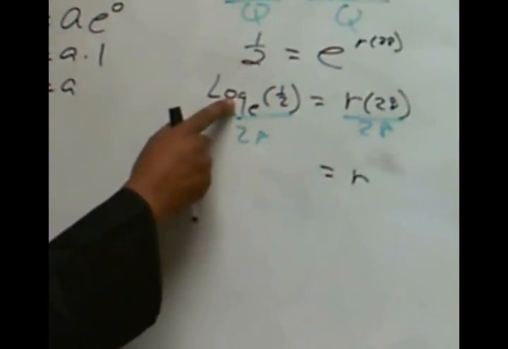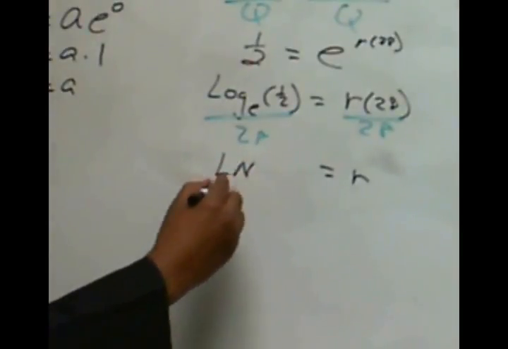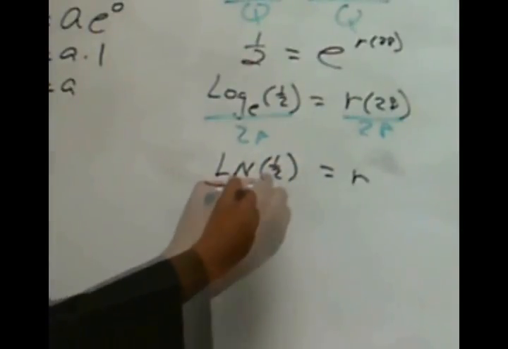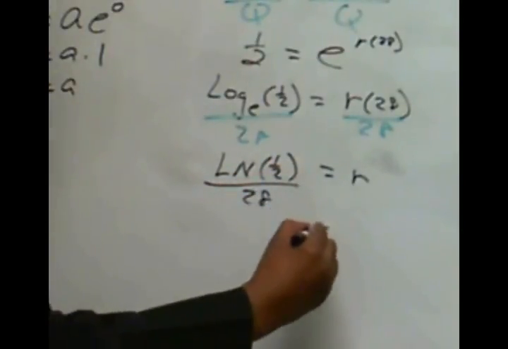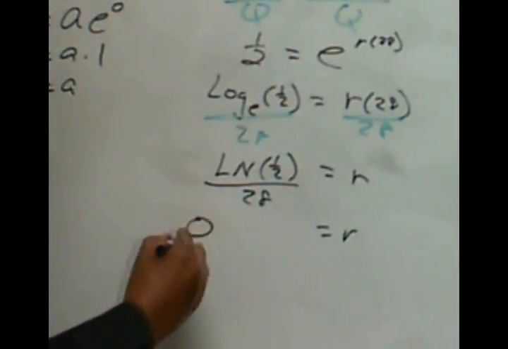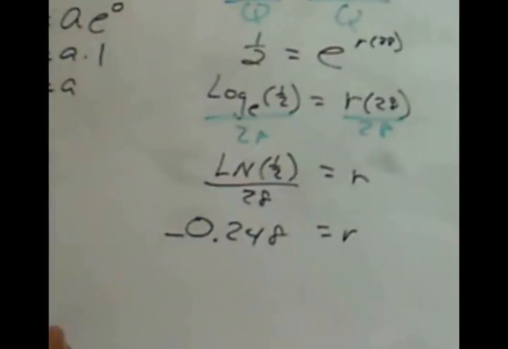Now, log base e in the calculator would be ln. ln is log base e. Then we're going to type in 1/2, and then divide that answer by 28. And this will give us our r, which will be negative 0.248. So negative 0.248. That's our rate.